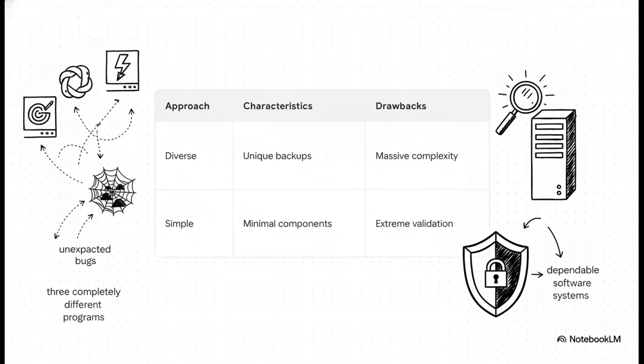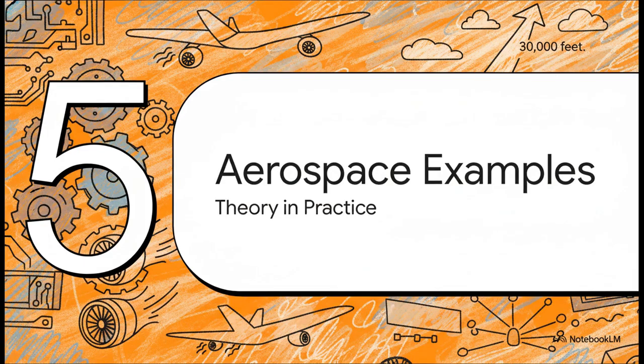A common misconception for newer engineers is that adding backups automatically makes a system safer. But ironically, this massive increase in complexity creates brand new places for unexpected bugs to hide. Because of this, some engineers argue we should avoid diversity entirely. They say we should design the software to be as simple as possible and pour all our resources into extreme, rigorous verification of that one simple, identical system. Let's see this in action.